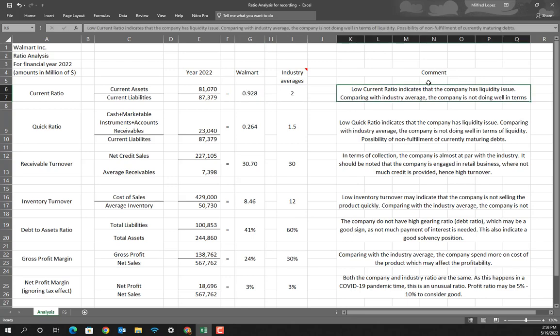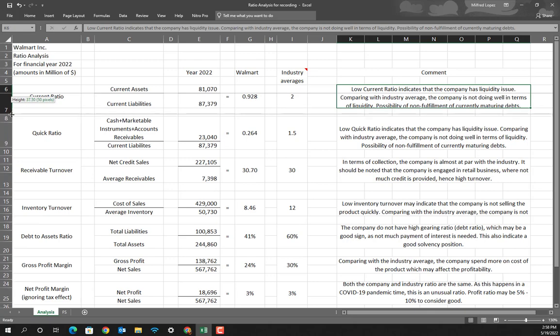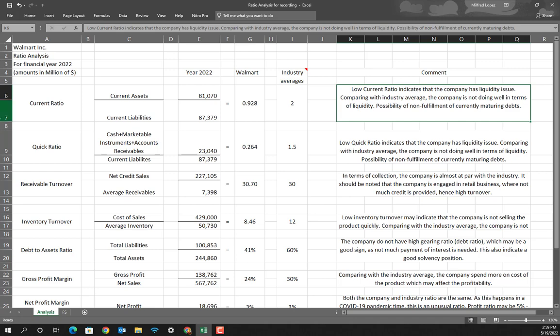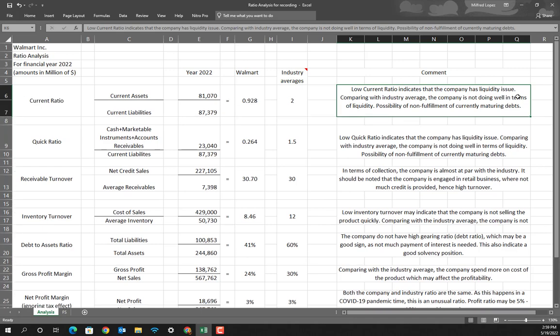So my comment here: low current ratio indicates that the company has a liquidity issue. Okay, comparing with the industry average, the company is not doing well in terms of liquidity. Okay, possibility of non-fulfillment of currently maturing debts. Okay, so think about it from the perspective of, as I said, maybe you're a banker or a supplier or a customer or even government. How will this play a part in your decision making? Right? So that's one way of using current ratio.